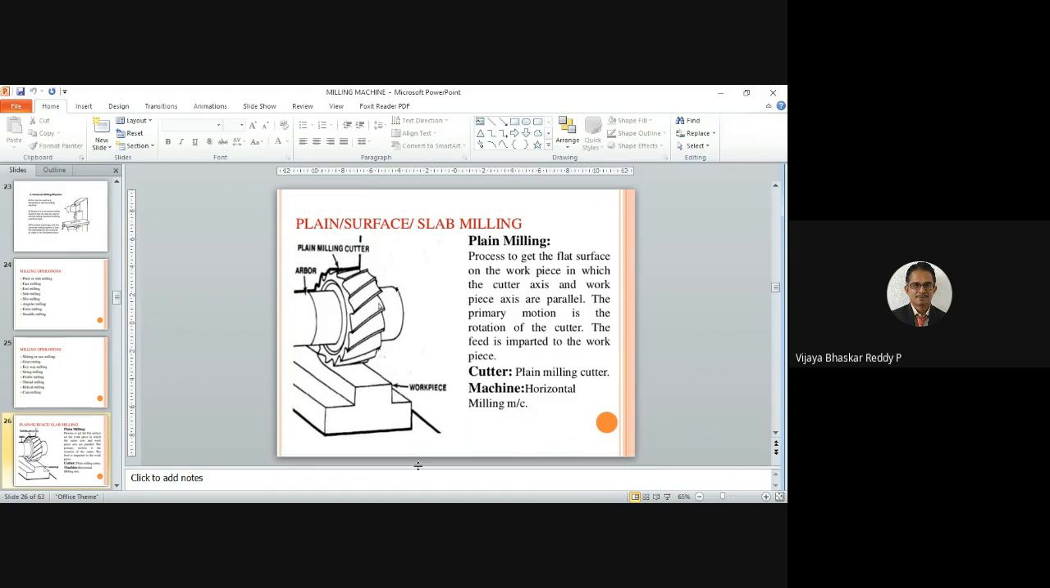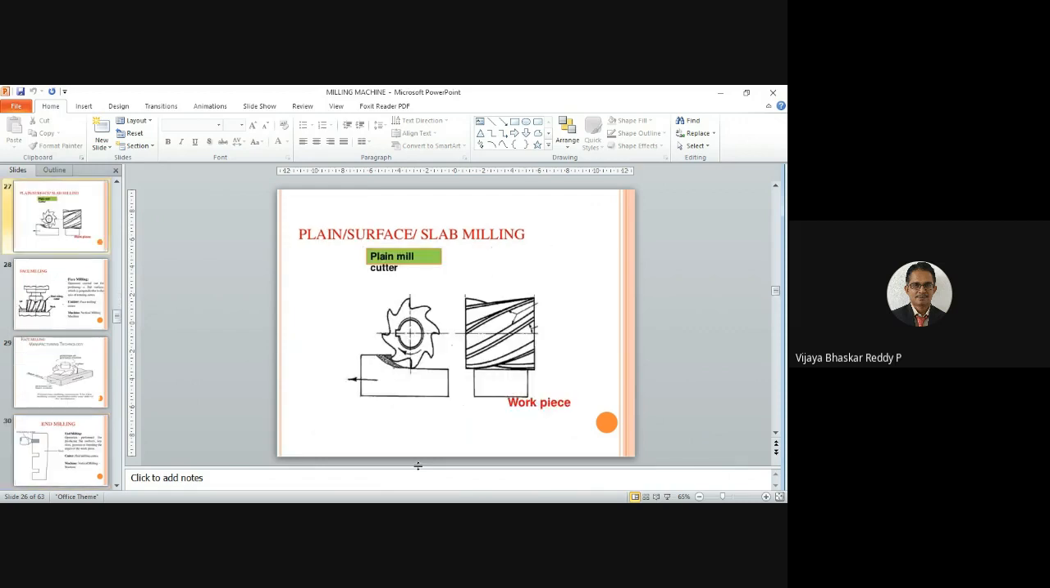So the feed is important. In this case we are using a horizontal milling machine. The plain milling cutter is used on the horizontal milling machine. So this is the plane surface and slab milling operation. We can see the workpiece and the plane mill cutters in side view, which are lengthy cutters. When the width of the cutter is more, we can use it.